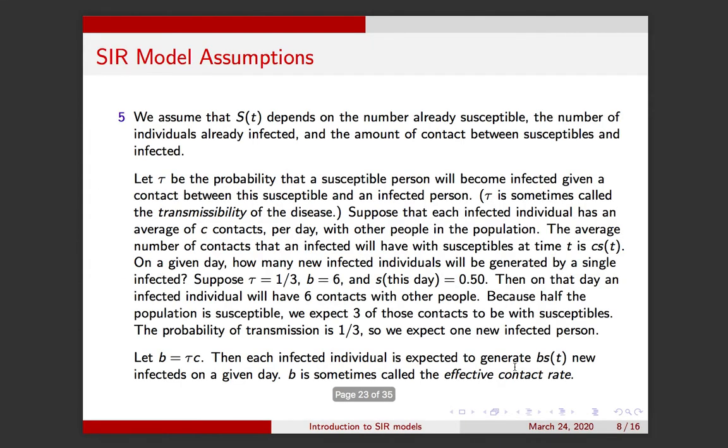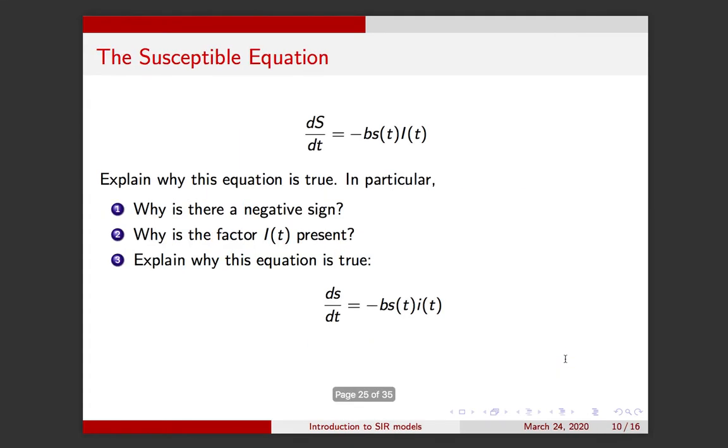Well, I just said that each infected individual generates this many new infecteds on a given day. So each infected person generates that many people that are now flowing from S to I. So if each infected does that, then scaling by the total number of infecteds gives you the total number of new infecteds today. And all those people are leaving the susceptible group. Leaving means negative, right? So the population of susceptibles can only go down. We don't create any new susceptibles.